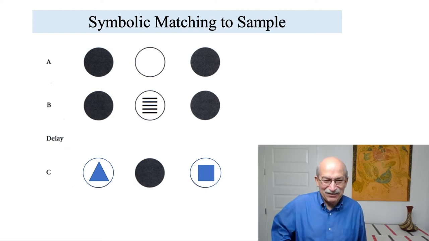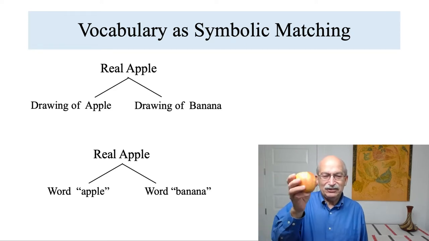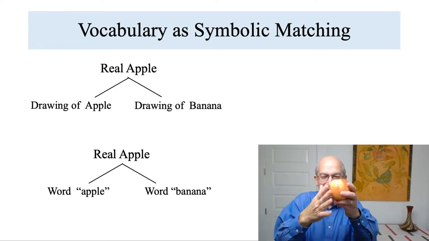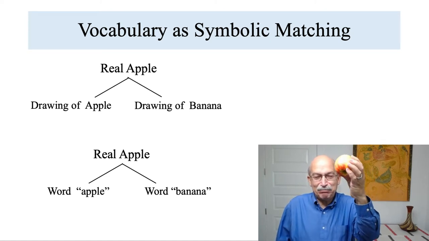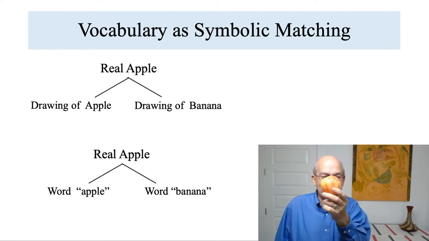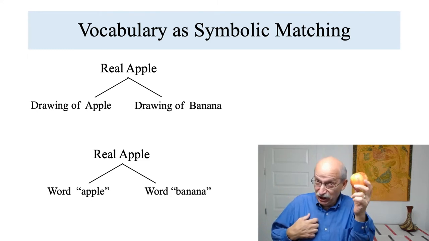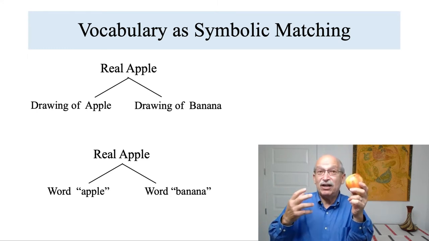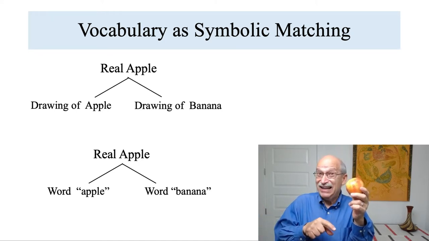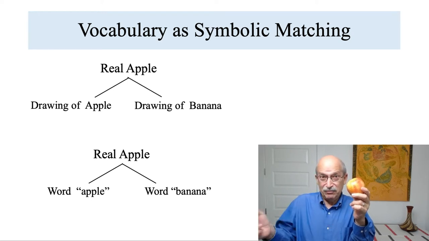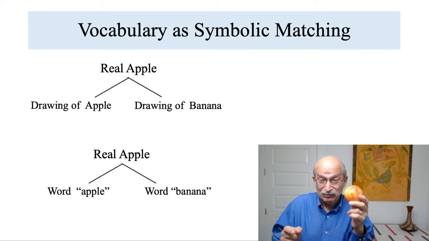The next slide illustrates this. Here, let's say you're trying to learn the word apple. Where should I hold this so you can see it clearly? As you can see, this is an apple. You're shown a real apple, and then what are the choice alternatives? One choice may be the drawing of an apple, and the other may be the drawing of a banana. Now, what's the correct choice? It's the drawing of an apple.